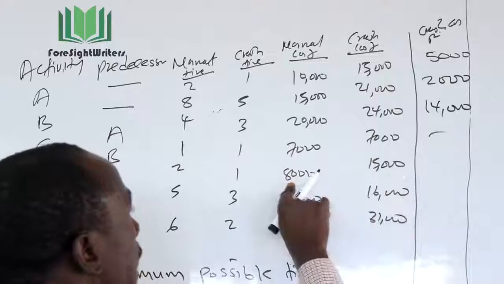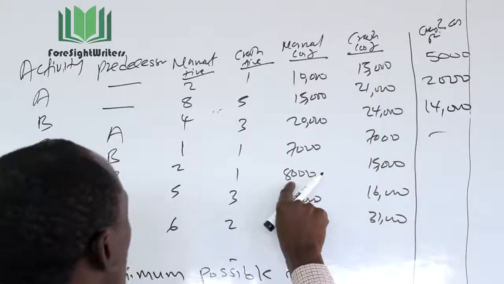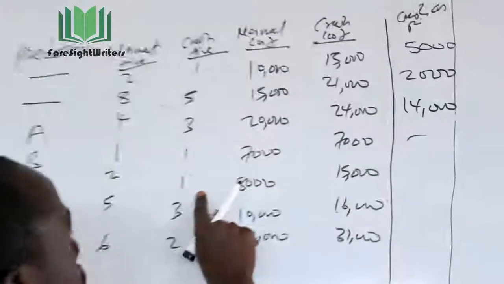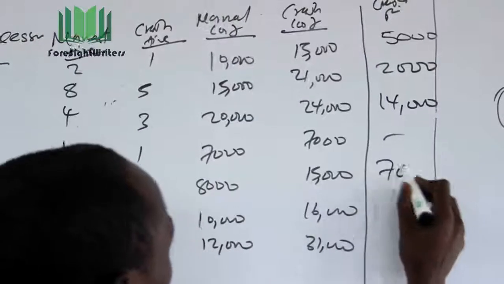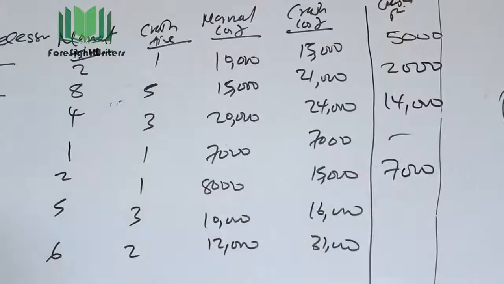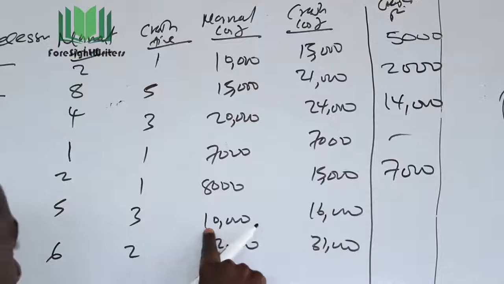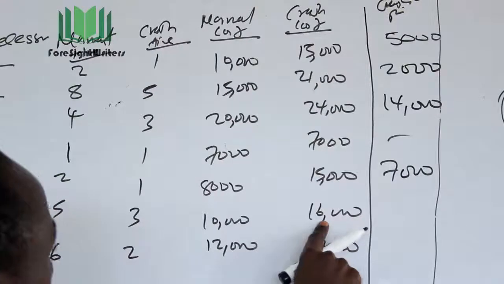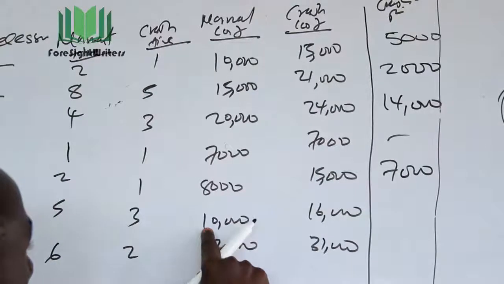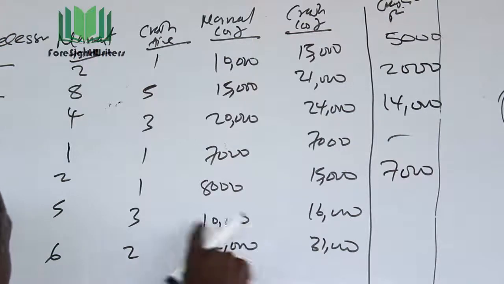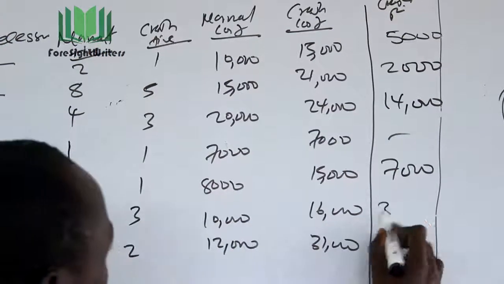So here is 15 minus this, which is 7,000. 7,000, and the difference in time is 2 and 1. So it means 1. So I will spend 7,000 per day to be able to crash that activity. Okay, this, how much will I spend? This is 16,000 minus this is 10. It is 6,000. So 6,000 divided by 2 is 3,000 now here.